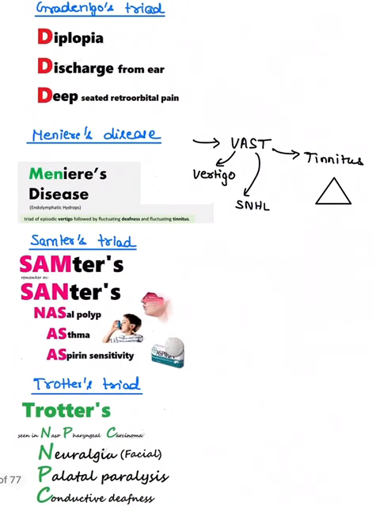Okay. Now coming on to the Gradenigo stride. So basically you have 3 Ds here. Okay. Diplopia, discharge, and deep-seated retroorbital pain.